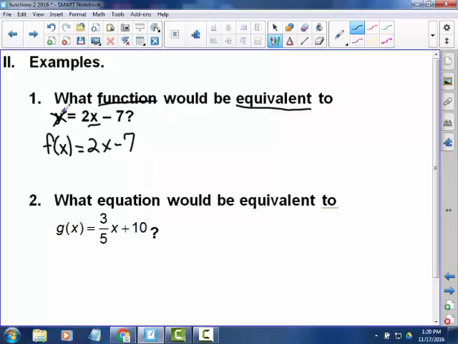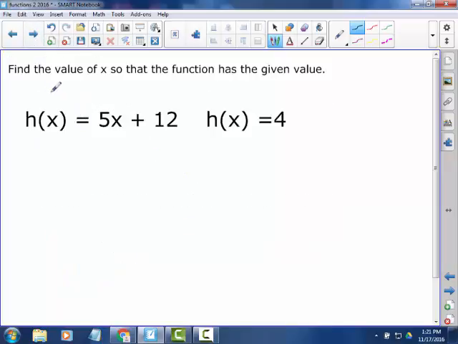So this is function, that's equation. Likewise, if I have a function g of x, and I want it to be an equation, I just replace g of x with y. So y equals 3/5 x plus 10. They're equivalent.